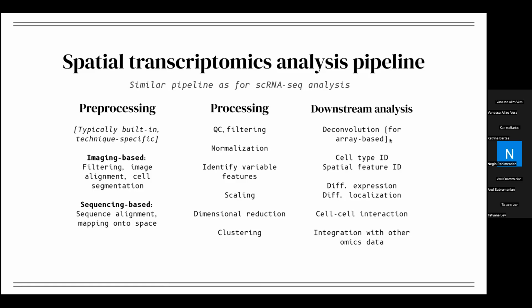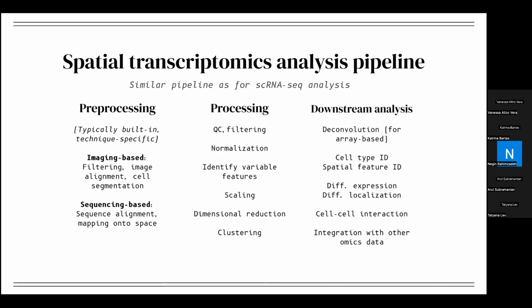One important thing to do for array-based technologies is something called deconvolution. With array-based technologies, within a given spot, you will have multiple cell types. So if you're looking at the brain, you could have neurons and oligodendrocytes within the same spot. Deconvolution is basically a way to account for that. I've never done it, so I don't actually know the details, but that's an important step for array-based technologies. And then obviously you want to identify what your cell types are.